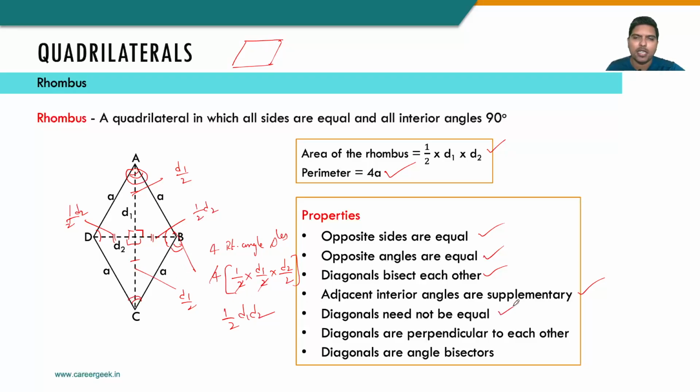Diagonals need not be equal. That's why we have taken D1, D2. Diagonals are perpendicular, absolutely, because rhombus is symmetrical. Diagonals are angle bisectors. Yes, they cut the angles into equal halves, right? So no doubt about this.